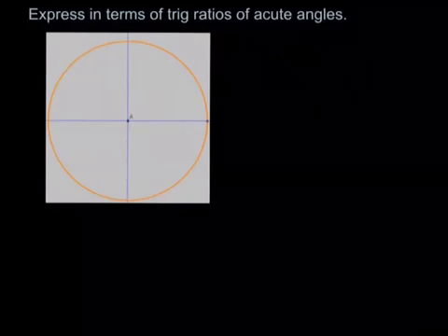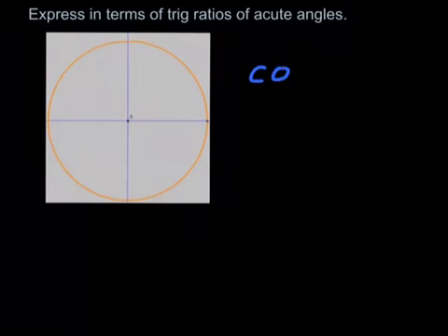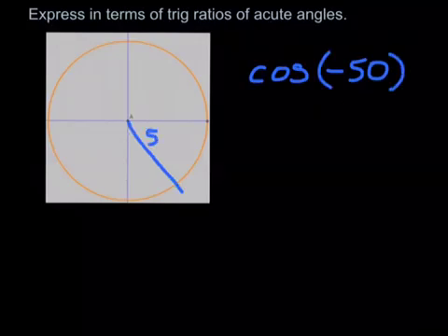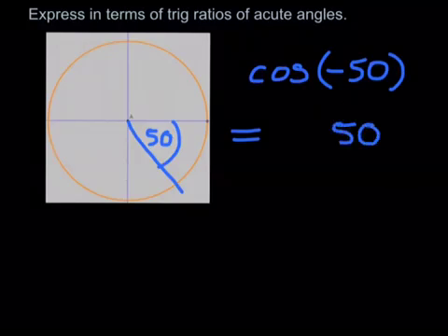Have a look at one of the cos questions. For example, cos of negative 50 degrees. Draw an angle of negative 50 degrees here. Makes an angle of 50 degrees with the x-axis, and cos is positive in this quadrant, so that's equal to cos 50.